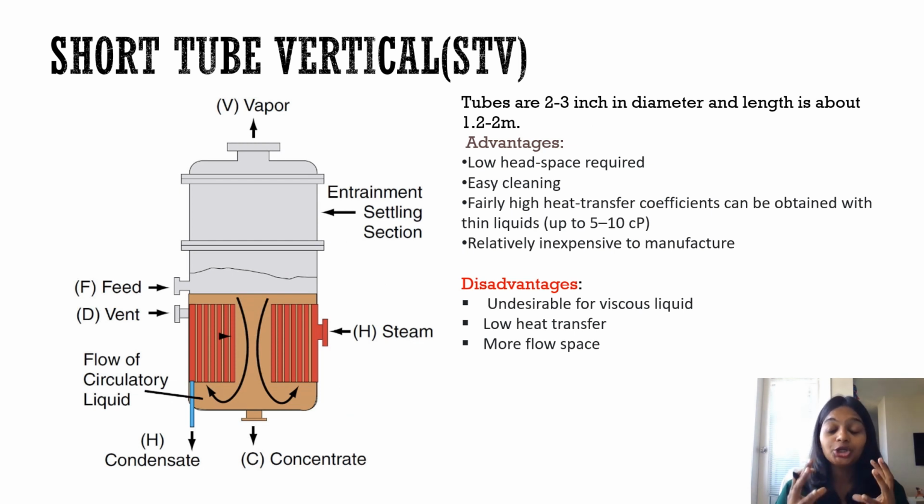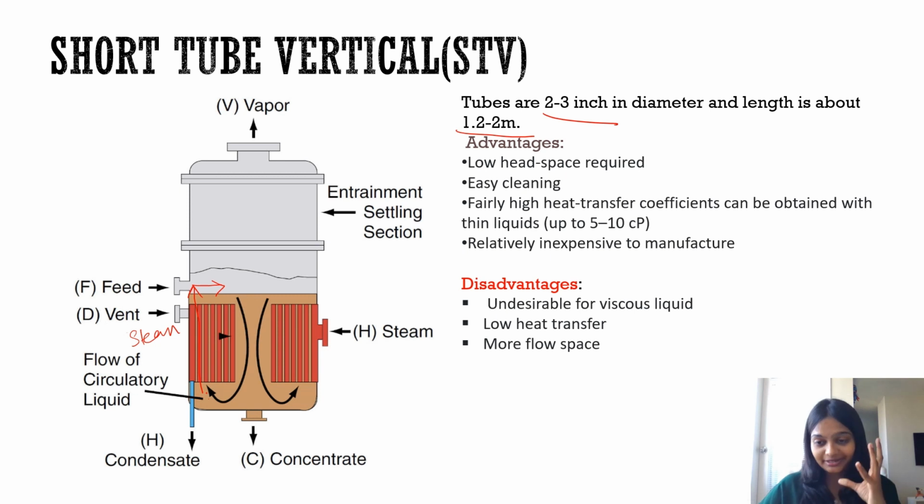Talking about the short tube vertical evaporator. These are called short tube because the length of the tube is about 1 to 2 meters and the diameter is 2 to 3 inches. What happens here is the feed flows into the evaporator, goes down, and is heated by the steam, which flows on the shell side, while the liquid flows on the tube side.